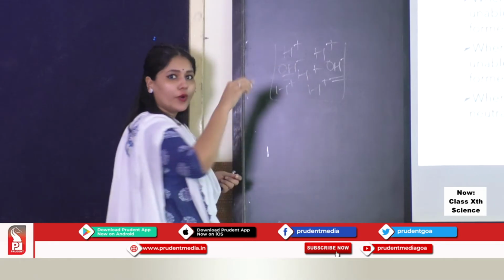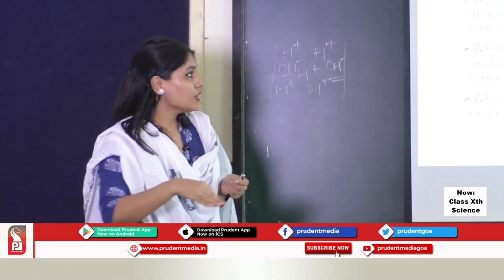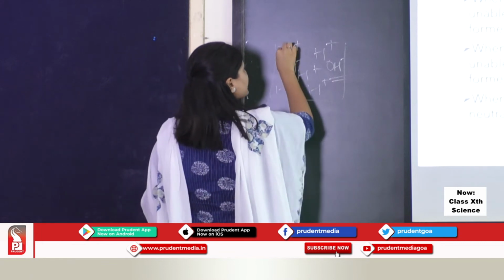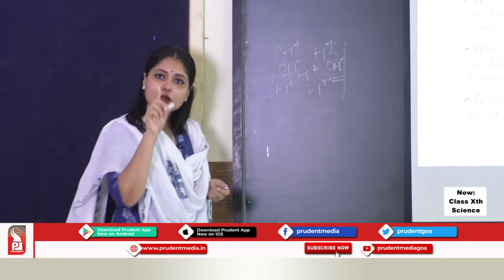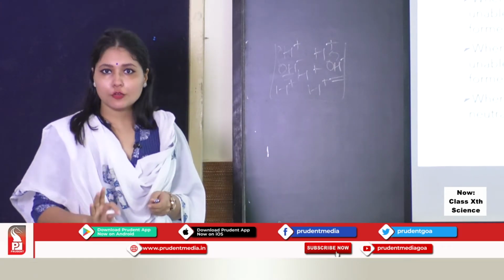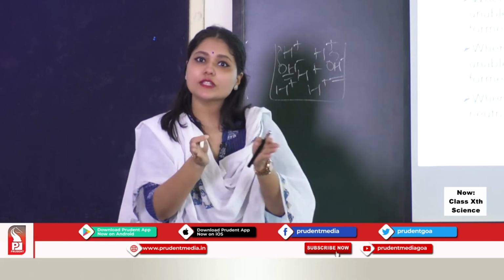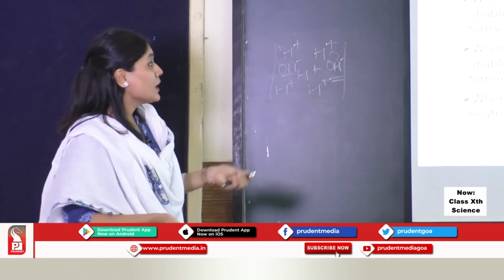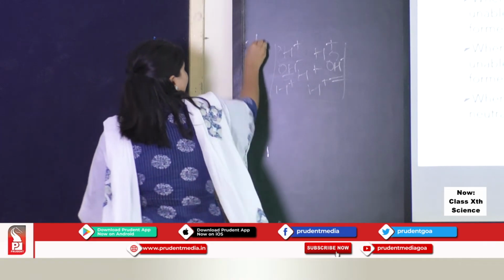Since the number of OH minus ions is less, what will happen? The base will not be able to neutralize all the H plus ions that are present. Hence, our acidic salt will be formed, because the number of H plus ions will still remain in the beaker, not neutralized by the base. So this was your first case.